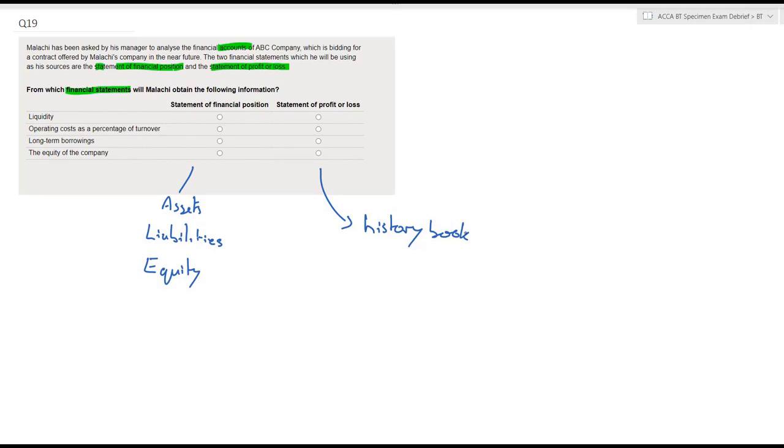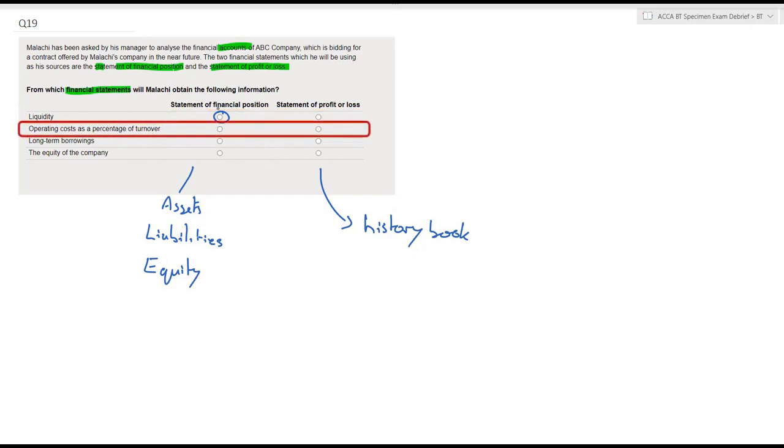So let's look at each of these four in turn. Liquidity. Well, liquidity looks at an organization's level of current assets compared to its current liabilities. Undoubtedly, that statement of financial position which has those assets and liabilities listed.